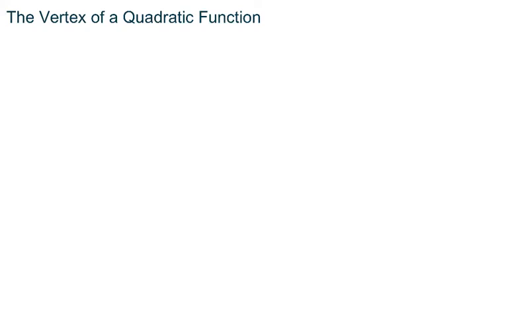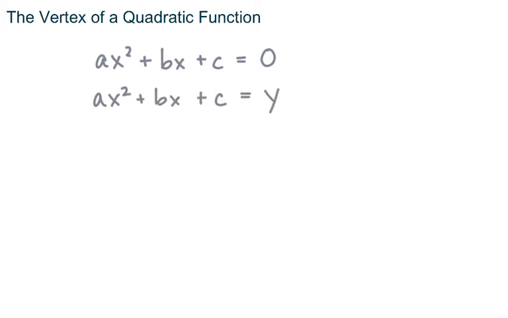In this video, we're going to discuss the vertex of quadratic functions. Now, in the previous sections' videos, we had talked about quadratic equations. The difference between an equation and a function is that a function has an independent and a dependent variable. The first one I've written here, ax squared plus bx plus c, is the standard form for a quadratic equation, and it's equal to 0.